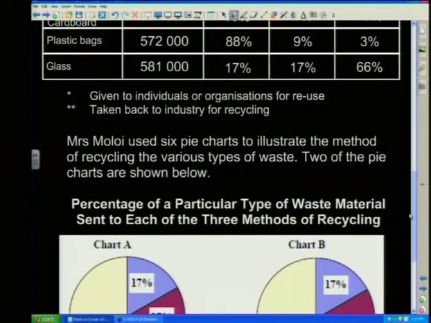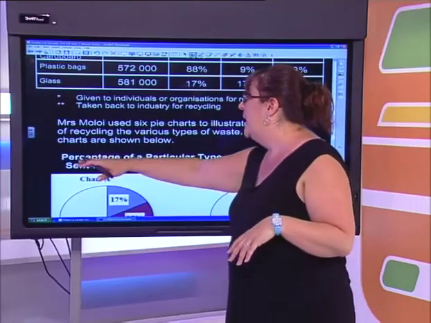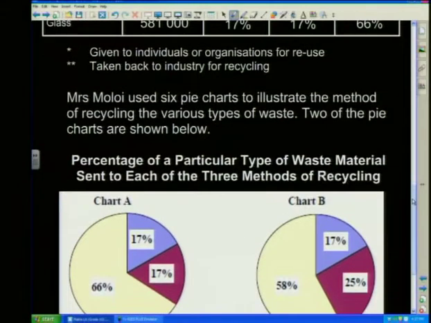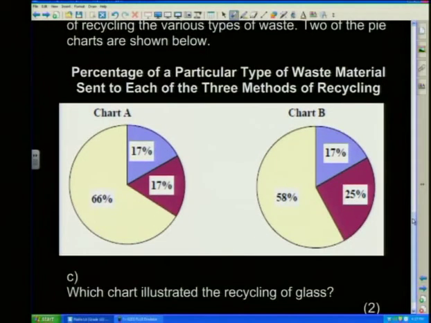Mrs. Moloi used 6 pie charts to illustrate the method of recycling the various types of waste. 2 of the pie charts are shown below. So she had 6 pie charts and we're only looking at 2 of them. Now, what does the pie chart say? It's the percentage of a particular type of waste sent to each of the 3 methods of recycling. So we have 66% sent somewhere, 17% and 17%. The second chart says 58% sent to the same place because it's the same color, 25% to the pink and 17% the same amount there.